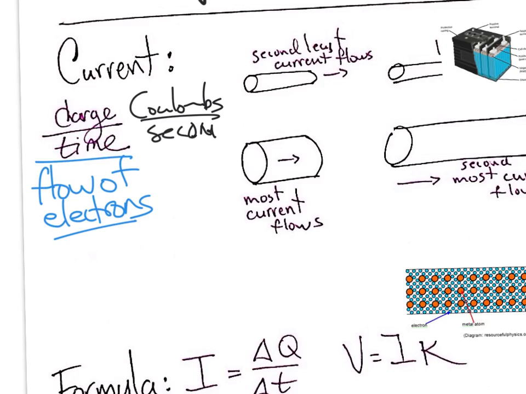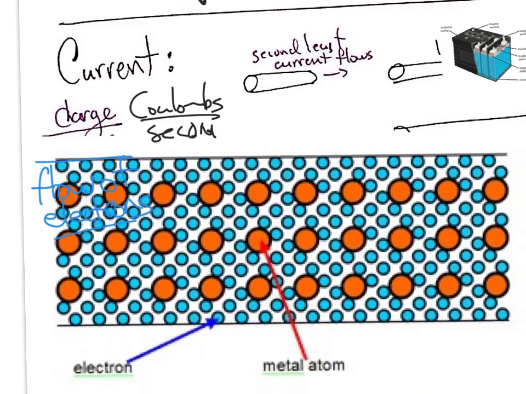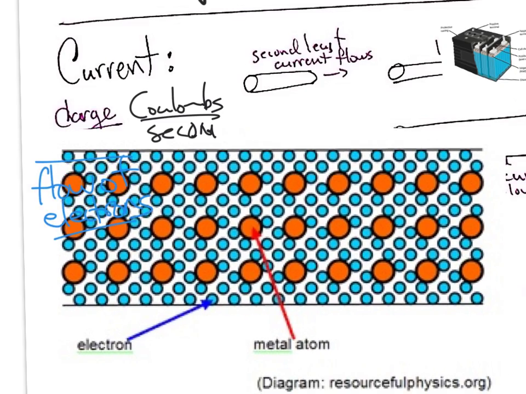And here's a microscopic image of what a wire would look like. Within a wire there are metal atoms. Wire is usually metal, and there's going to be some plastic or something surrounding it, an insulator. But electrons are very free to move in metallic bonds. So these electrons are going to move in that direction, causing current to flow.